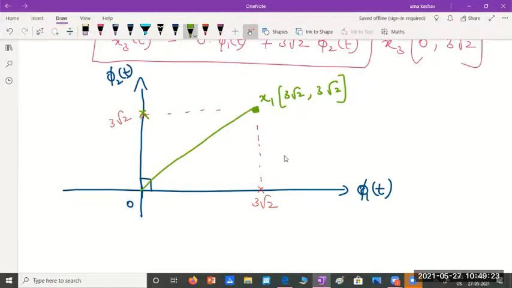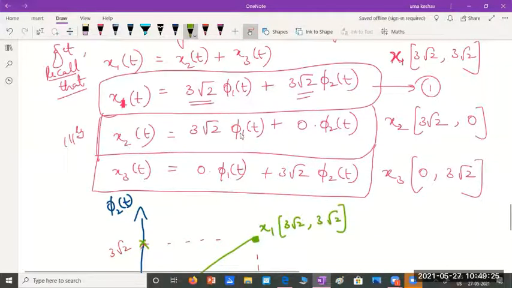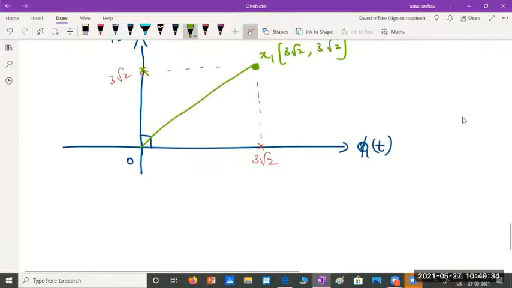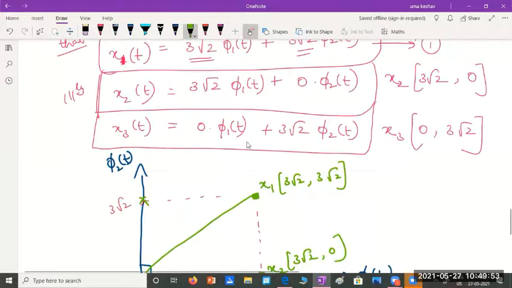Okay. So how do I represent the signal x2? Its coordinates are: the phi 1 axis is 3 root 2, the phi 2 axis is 0. So where does x2 lie? x2 lies on the x-axis or on the phi 1 axis. So this is x2. Its coordinates are 3 root 2 and 0. Is that clear?